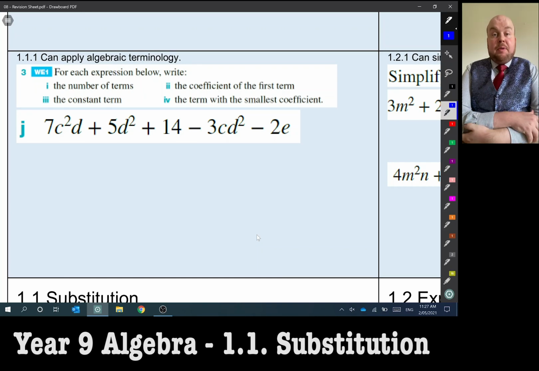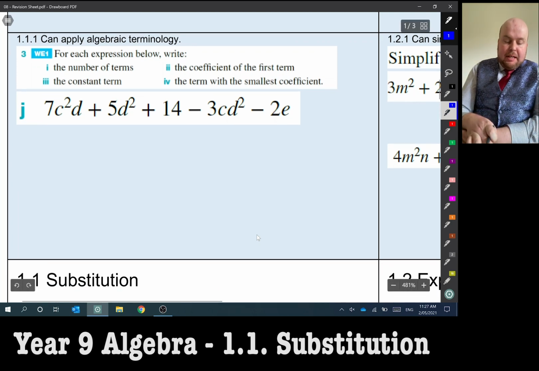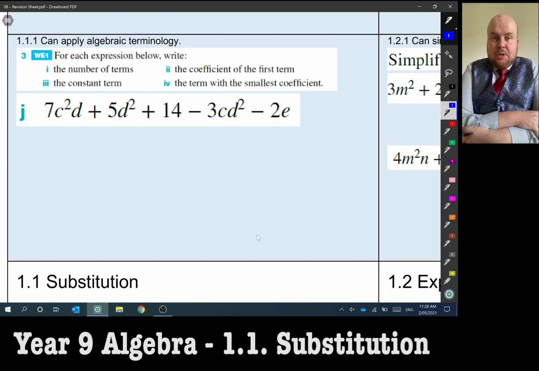Year 9 Algebra Revision. In this series of videos, we're going to be looking through the revision sheet that I've made that will cover all aspects of algebra that you need to know for Year 9. We're going to start with 1.1 Substitution. All of these questions build upon the concept of substitution.